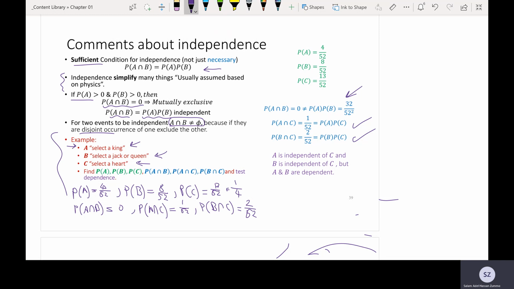Is the idea clear, guys? Any question about independence and how to check for it, from the logical point of view and the mathematical point of view? Any question here?